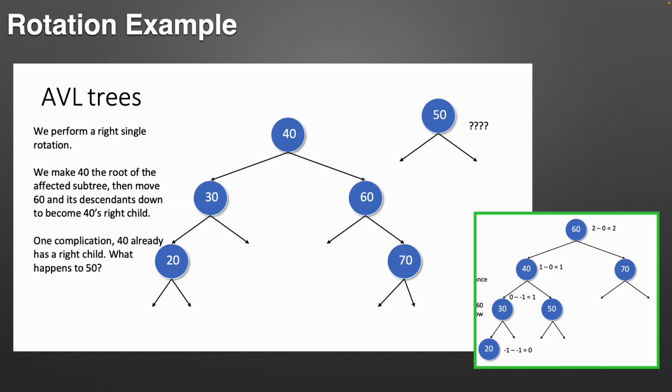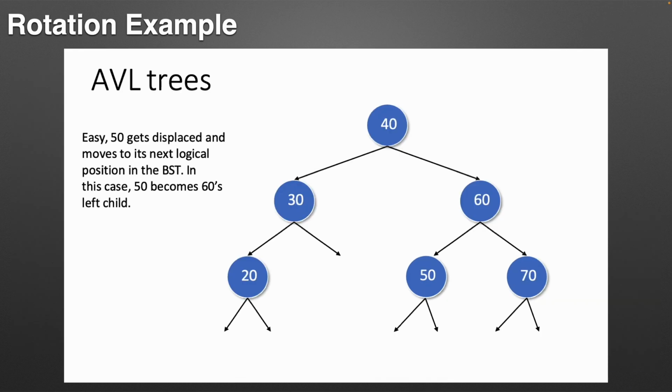And so we have this, and we have 50, and the question is what to do with 50. And it's not actually a hard answer. We just follow the binary search tree principle, and we put 50 where it fits based on traversing the tree as it is after we changed it. And so it becomes the left child of 60. And now when we compute the balance factor for this tree, it remains balanced.